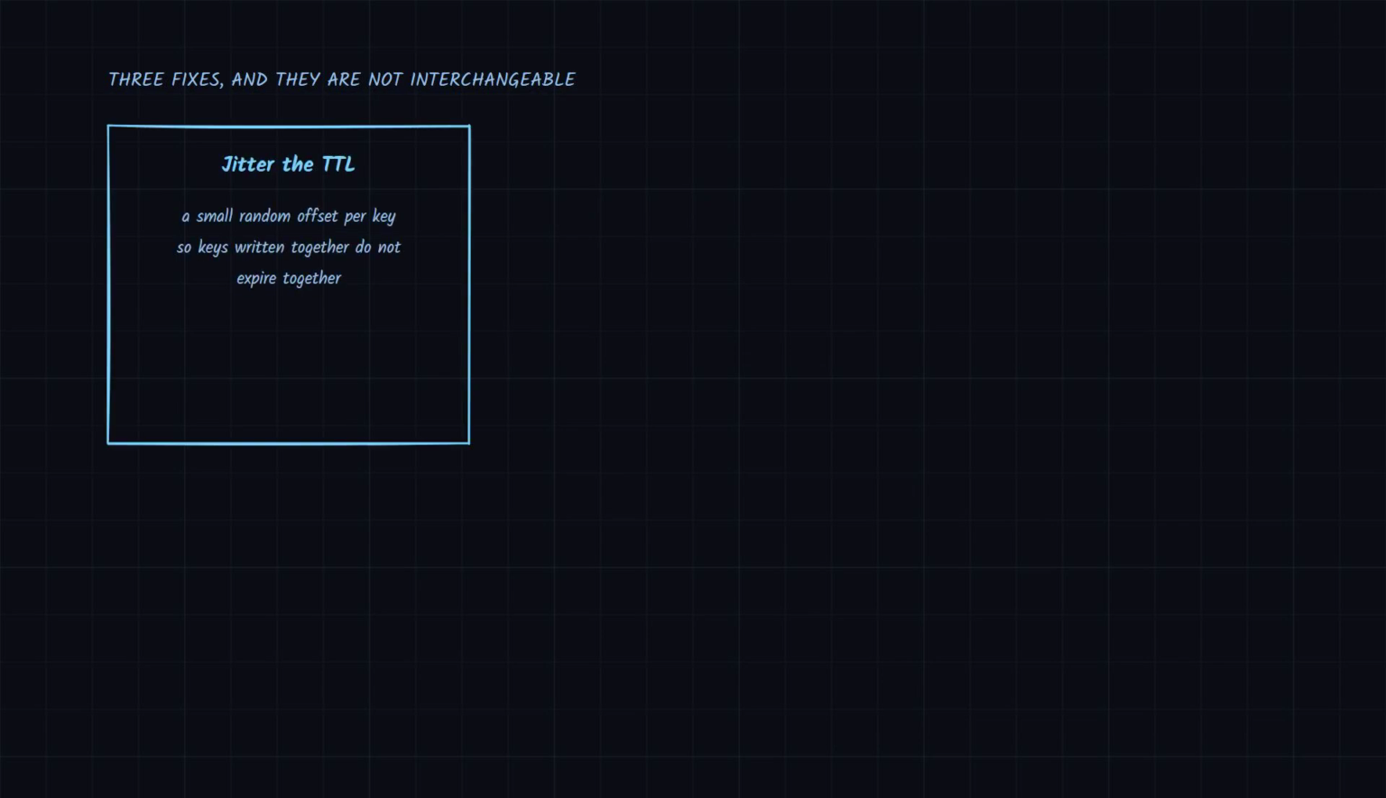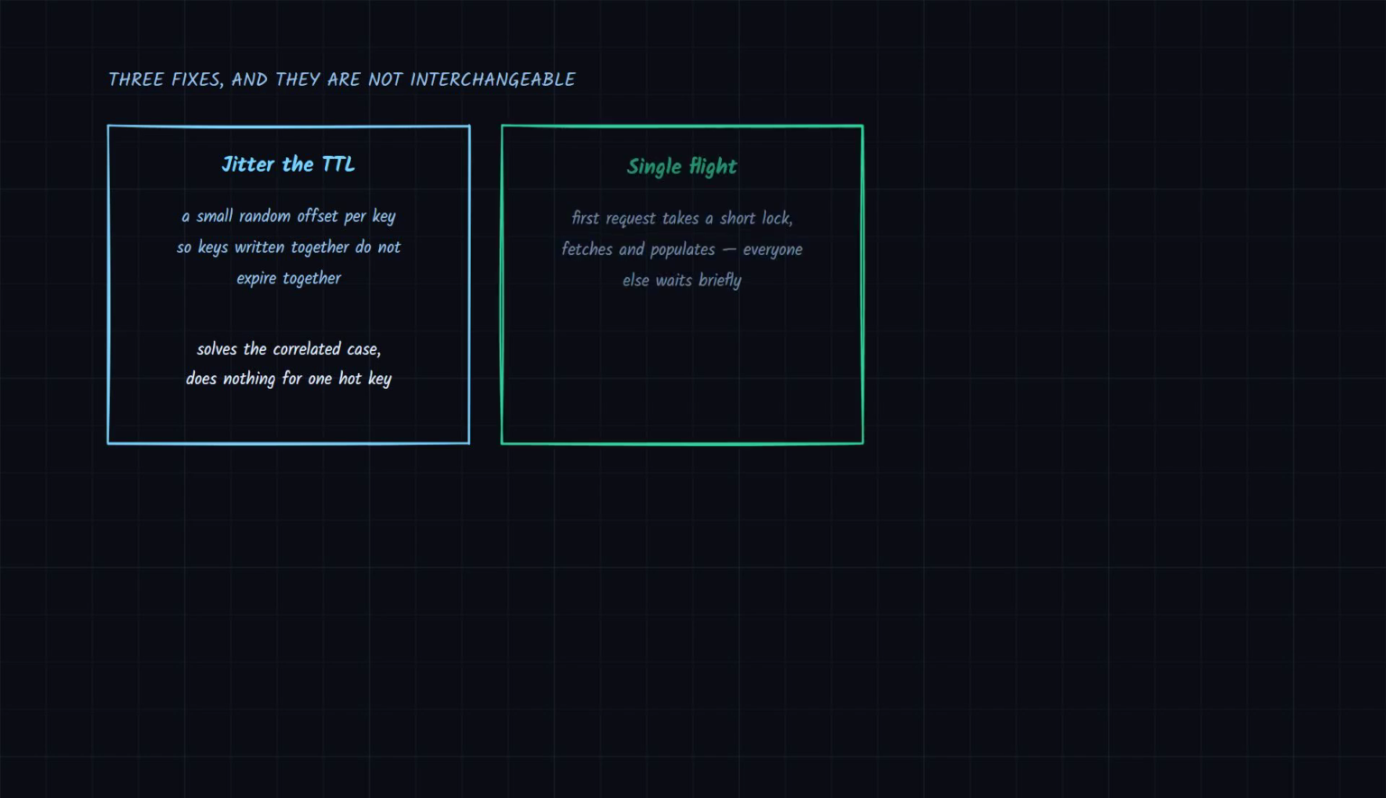There are three fixes, and they are not interchangeable. The cheapest is jitter. Instead of a fixed TTL, add a small random offset per key, so a set of keys written together does not expire together. That solves the correlated case and does nothing for the single hot key. For that, you need single flight. On a miss, the first request takes a short lock, fetches, and populates, and everyone else waits briefly for the result rather than launching their own query. One database read instead of thousands, at the cost of a small stall for the waiting requests.